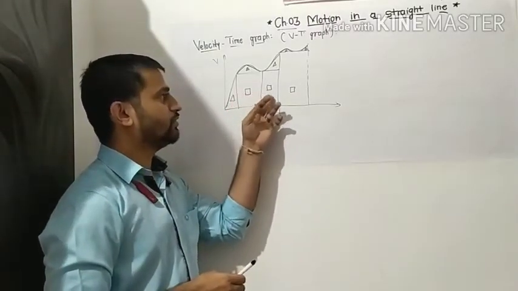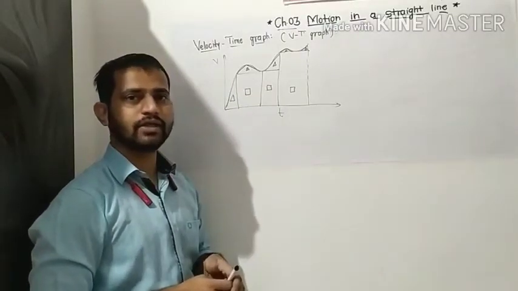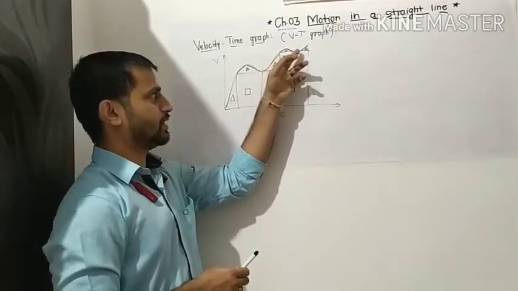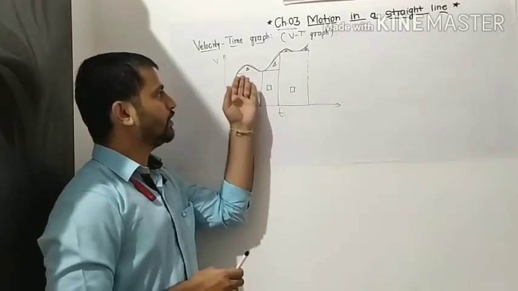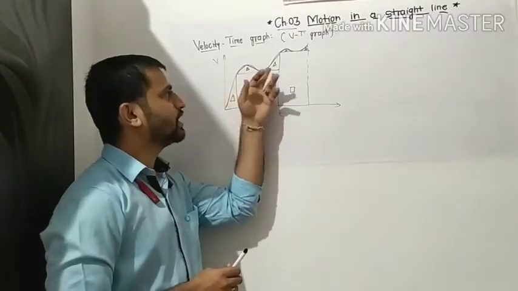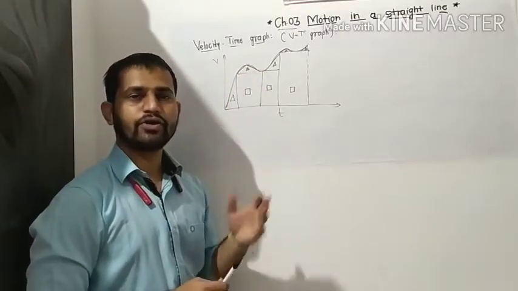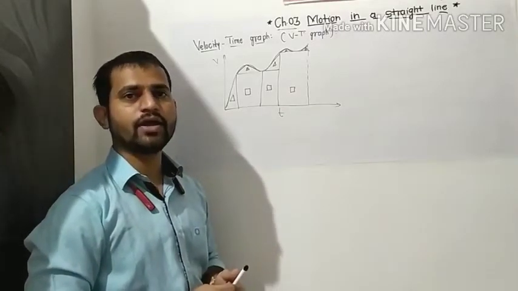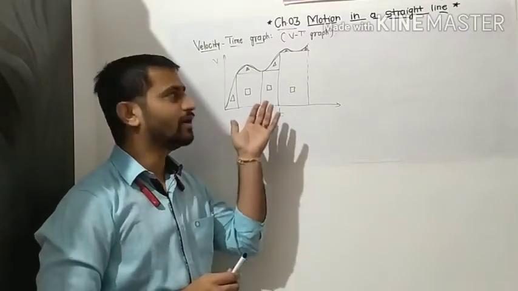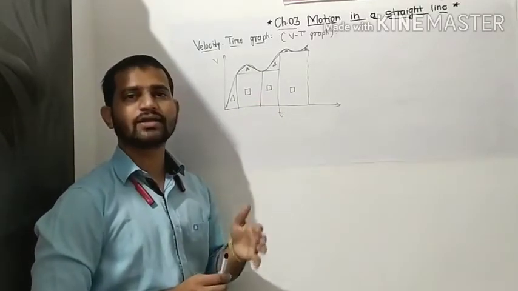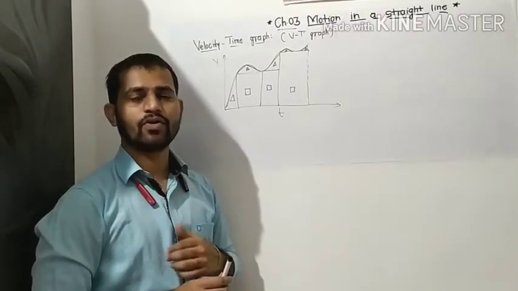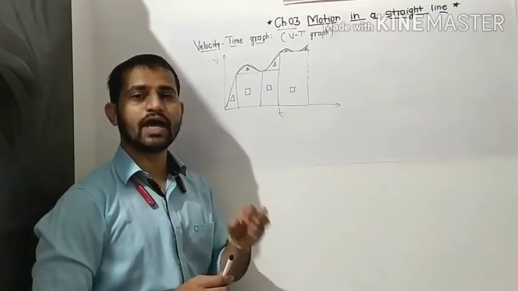Count, calculate the area for each rectangle. Then here is one triangle, here is one triangle, triangle, triangle. So according to the coordinates of the VT graph, find out the area of each and every triangle. Whenever we have to find the area under this VT curve, just take the summation of all the areas of the rectangles plus the area of all the triangles, and this will give us the approximate value.